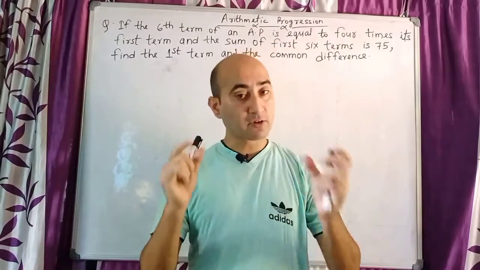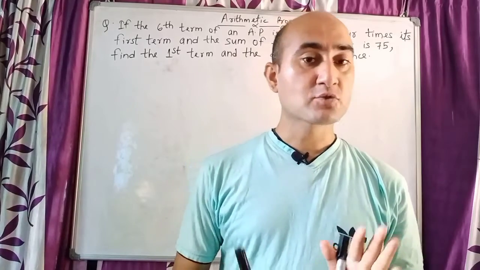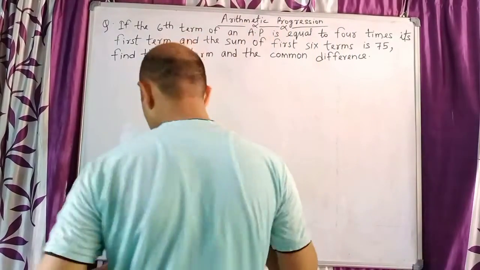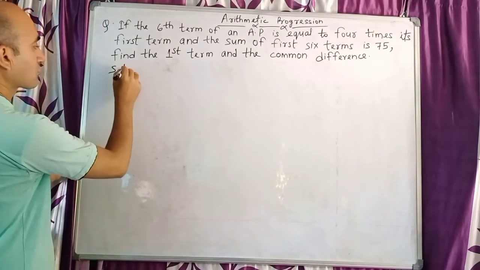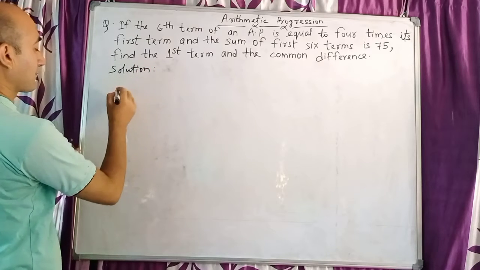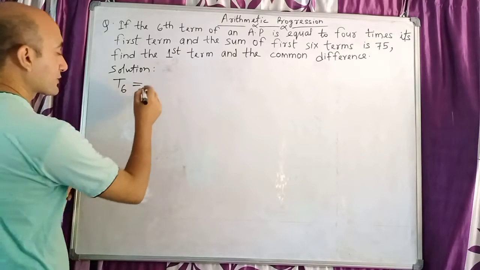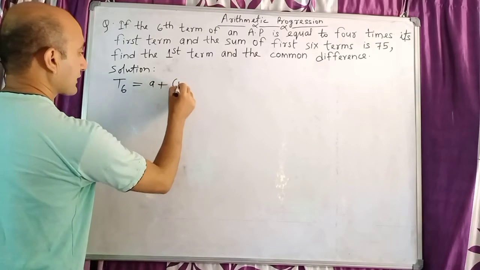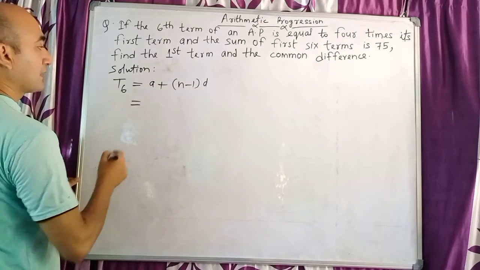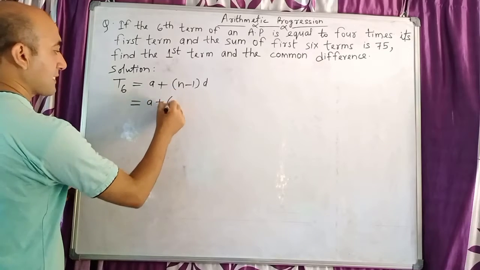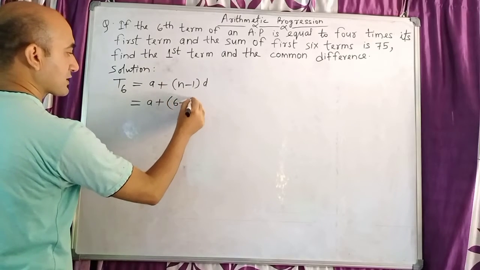As you all know, children, the first term of the AP is called A and common difference is called D. So here first term is A. So let us try to find the sixth term of the AP. So my sixth term will be here in my solution. I will be finding my sixth term. So T6, sixth term, and the formula of term is A plus n minus 1 into D. So my sixth term now will be A plus, as my n value is 6, because sixth term means n value is 6, 6 minus 1 into D.